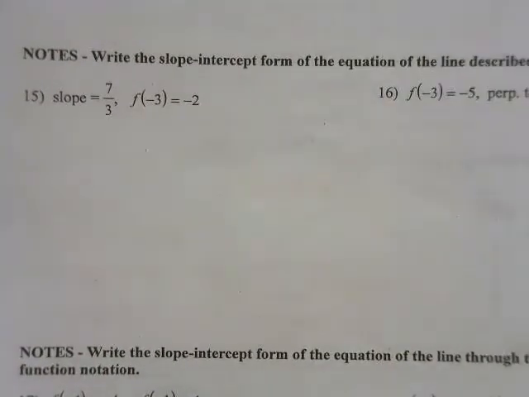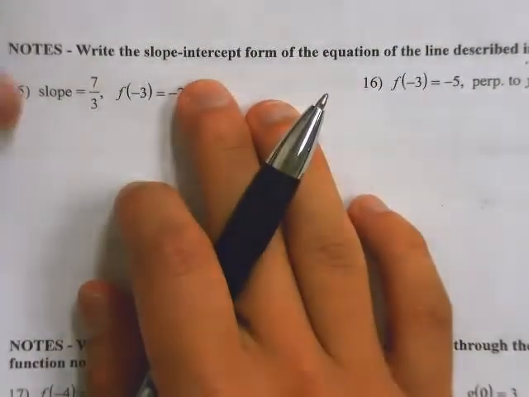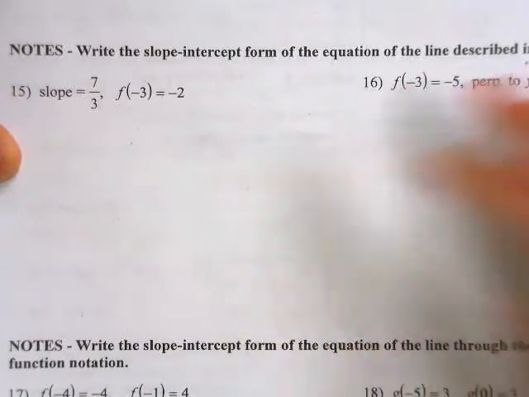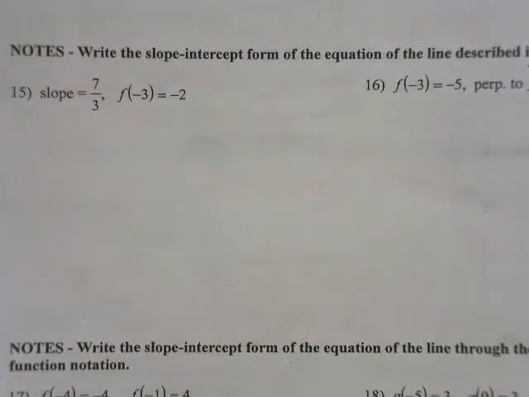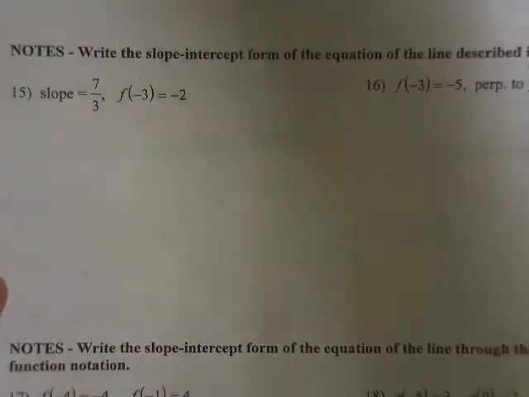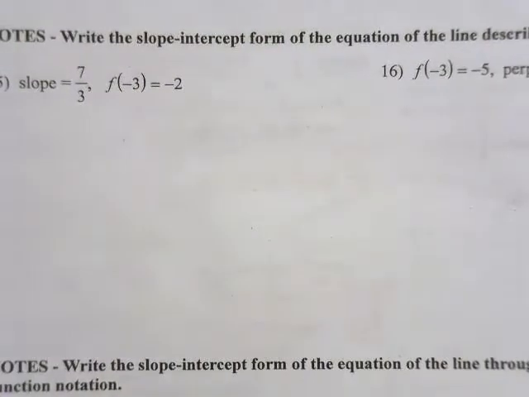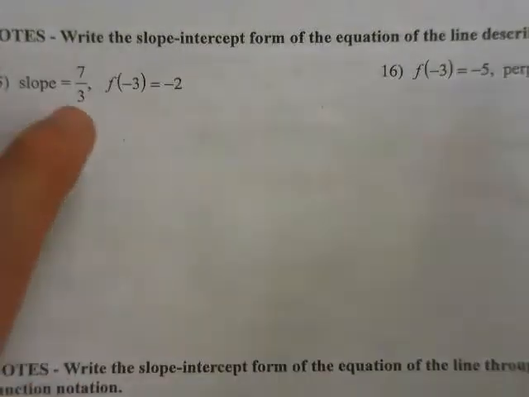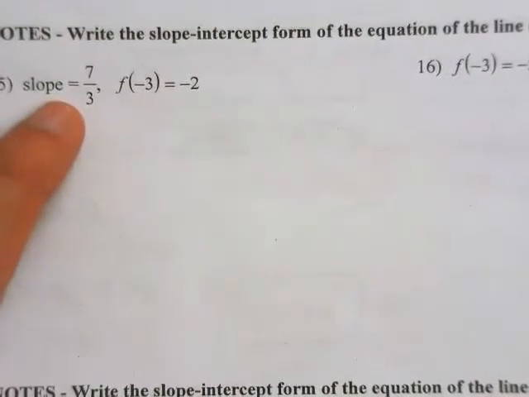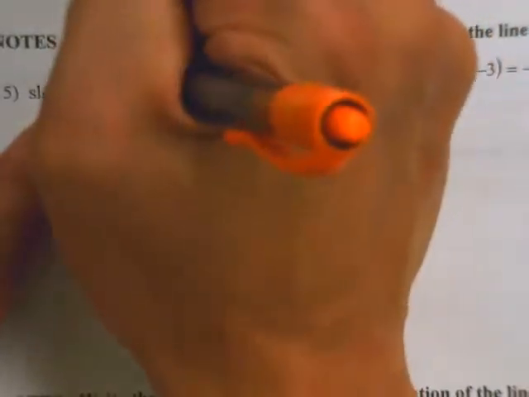We are now on the last of notes for today. We're going to continue this next class. So this is numbers 15 and 16. Same instructions. Write the slope-intercept form of the equation of the line describing the function notation. So we still have to write y equals mx plus b. But at least we've gotten some things here. What letter, again, is slope? So we're going to put m over here.